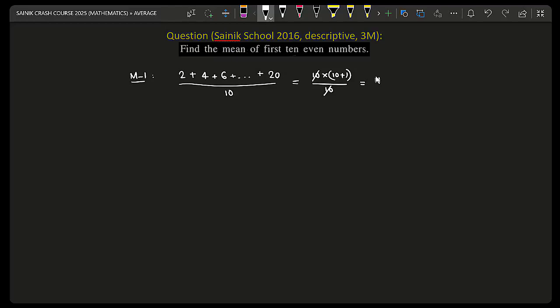Yes, Abhyuday, very good. And do you have any other method to solve this question? Can you solve the same question in another way?